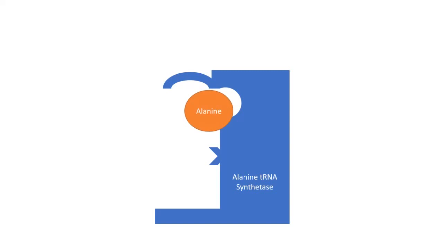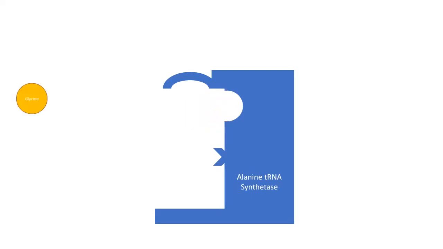And what happens is here the alanine does not fit, because that other site, called the editing site, is too small for the alanine to get into it. In that case, the alanine goes back to its bound site and waits for the tRNA to come in and then gets bound to its tRNA. So the editing site has no effect on the alanine.